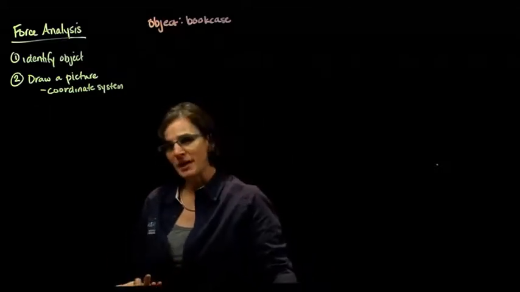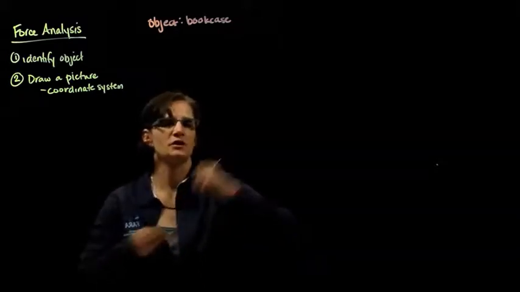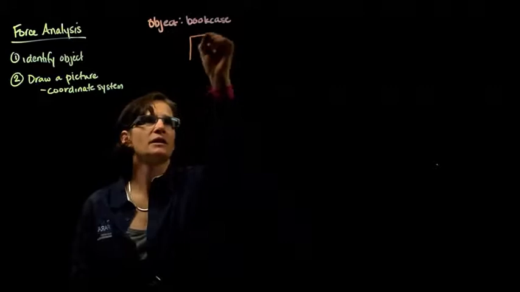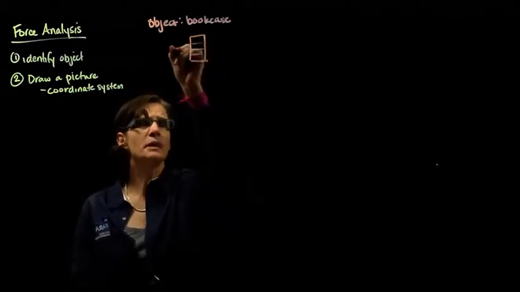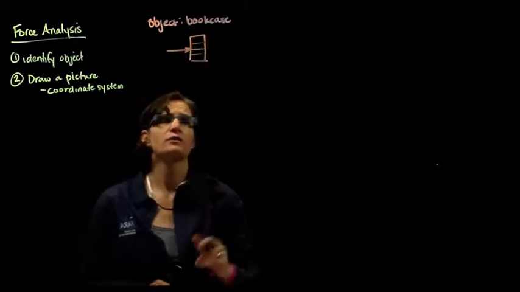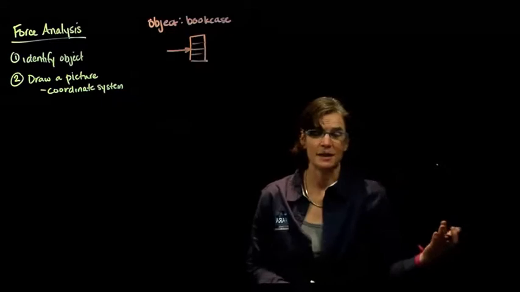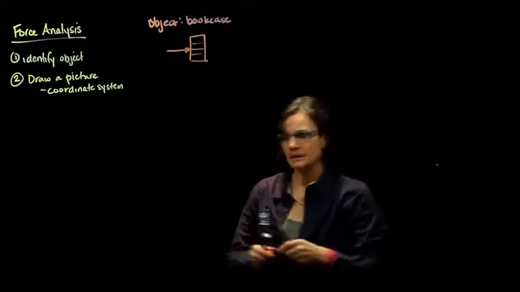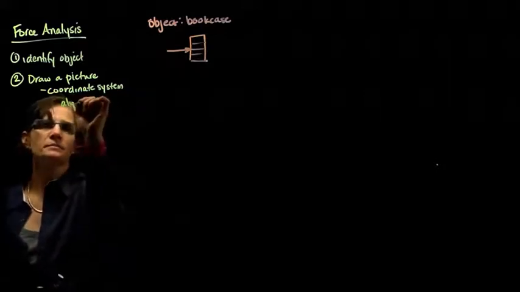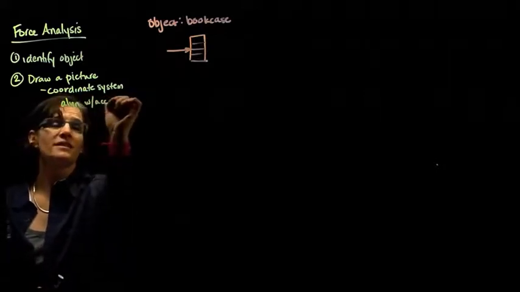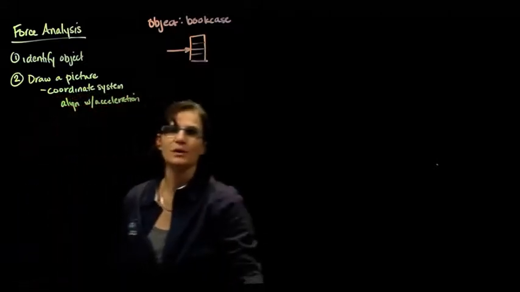Now, how do we identify the coordinate system? What do we use? Well, let's draw a picture of our situation here and use that to help give us a sense. So here's our bookcase, and I'm pushing it along the floor. So it's moving, it's accelerating in the rightward direction in the example that I've given. Typically, you will want to align the coordinate system with an acceleration.